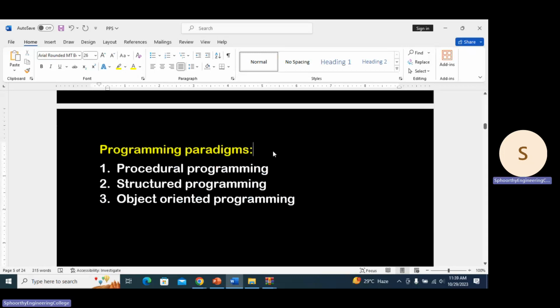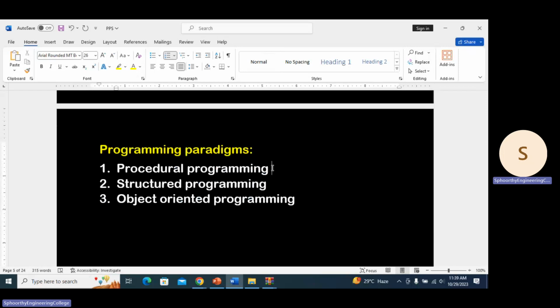So programming paradigms, there are three types: procedural programming, structured programming, object-oriented programming. I repeat, these are not programming languages. These are programming concepts or ideas based on which a lot of programming languages were developed. So procedural programming is one idea or concept. Structured is one idea and concept. Similarly, object oriented. Based on these, a lot of languages were developed.